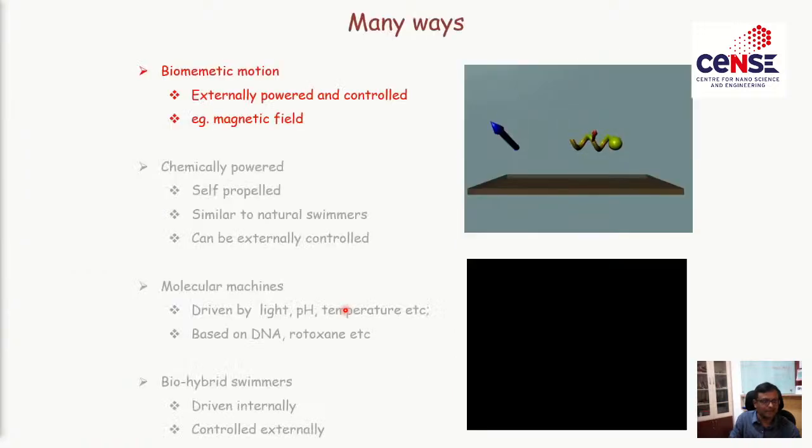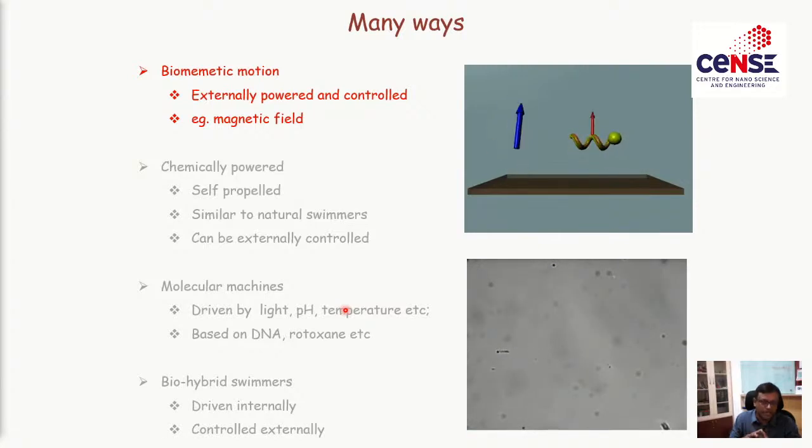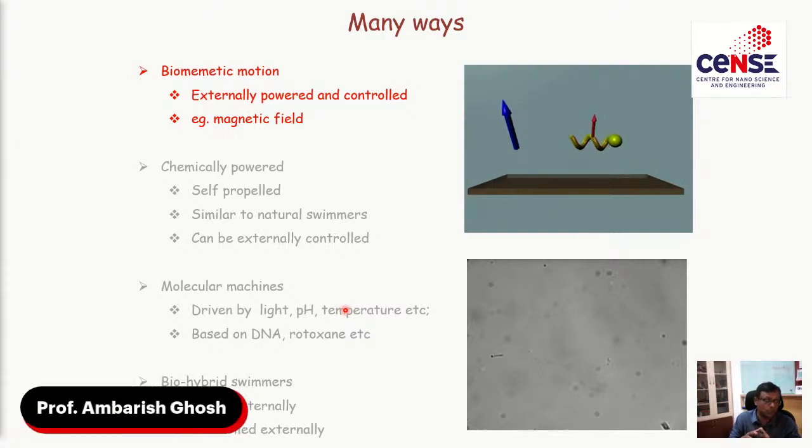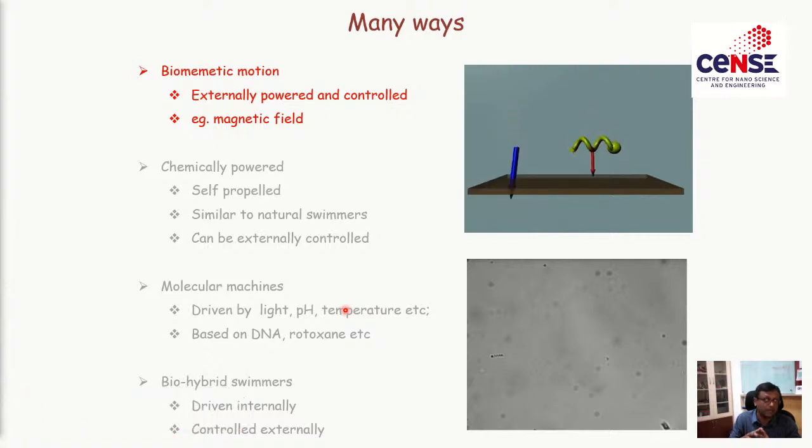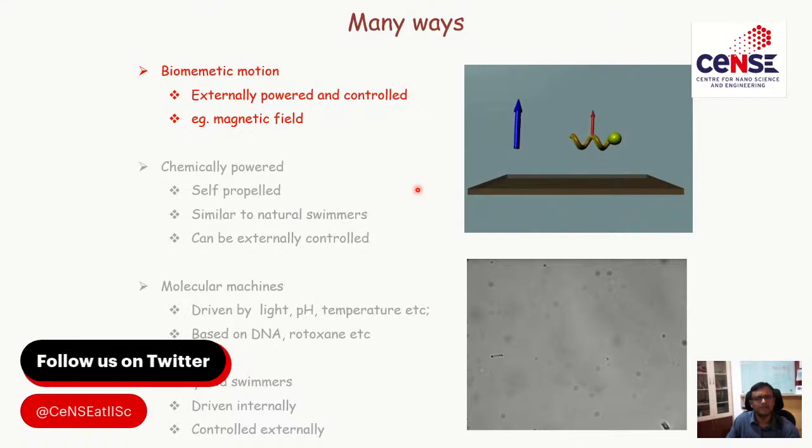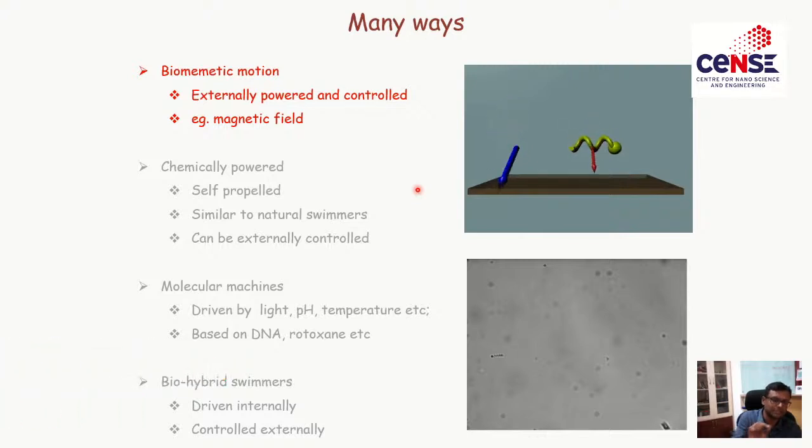So in the next slide, as I think I've already told you, there are many ways in which you can induce motion, right? Of course, one of them would be to use this type of biomimetic approach, where you are trying to mimic the motion of an E. coli bacterium. That's the movie that you are seeing on the screen. And here, the powering is done externally using rotating magnetic fields. But this is not the only way. There are alternate ways in which people have used chemically powered colloids, which also behave similar to natural swimmers, but there is no natural swimmer that I know that uses exactly this particular way of manipulation.